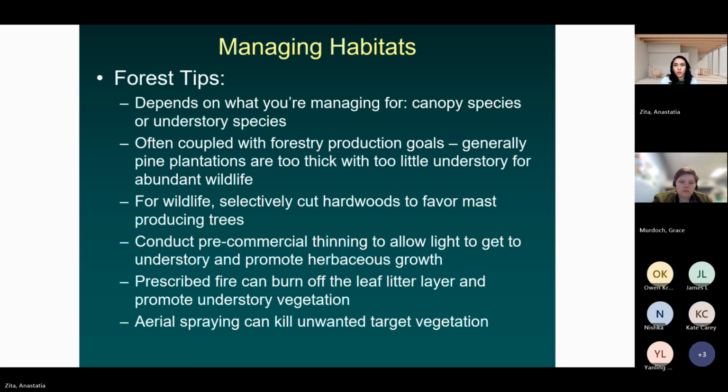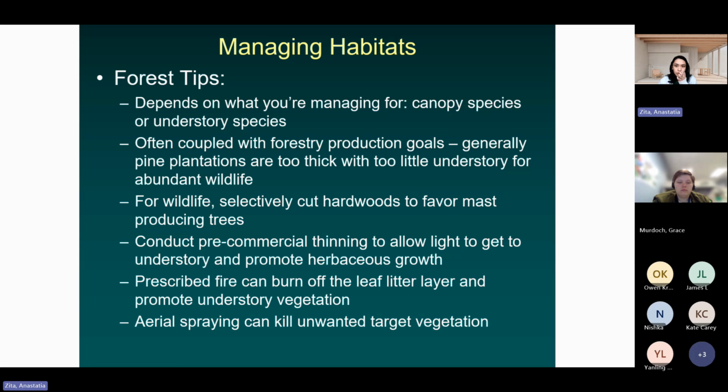When managing a forest, it's important to consider what goals you have in mind. If your focus is on canopy species, then the management strategy would be different from those aimed at understory species. Generally, pine plantations can be too thick with little understory for abundant wildlife, so it's better to selectively cut hardwoods to favor mast-producing trees instead.